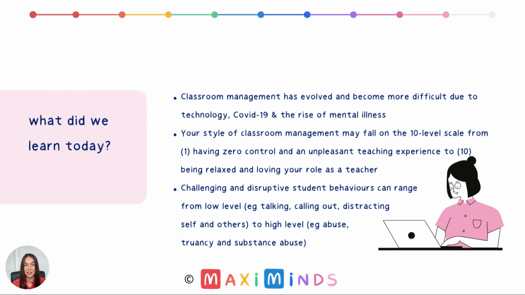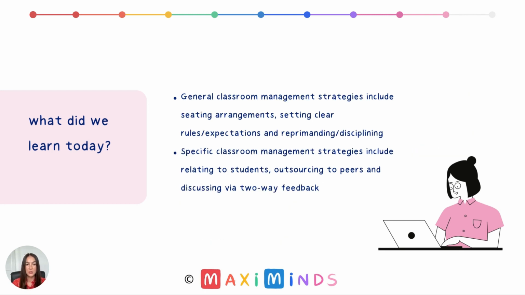Challenging and disruptive student behaviour can range from low level, the calling out, the talking, distracting others and self, to also high level abuse, truancy, substance abuse. Some general classroom management strategies are things like seating arrangements, clear expectations and rules, and reprimanding and disciplining. What I would urge you to perhaps consider are these more specific classroom management strategies, which is really relating to your students, understanding what's happening, moving towards them, outsourcing to the peers in the classroom, helping to have that class-wide approach, and finally, discussing via two-way feedback with them.